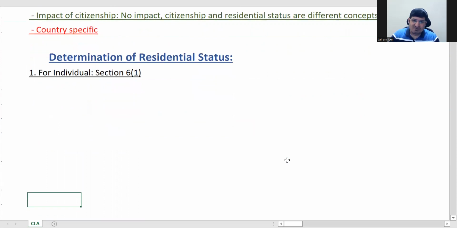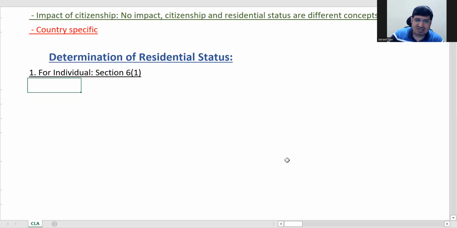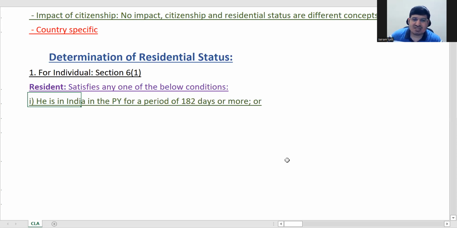Now determination of residential status, we're first starting with individual. How do you determine it? He has to satisfy any of the below conditions. If he satisfies any of the below conditions, he'll be a resident. So he's in India in the previous year for 182 days or more. Where from? How we got 182? If you do 365 upon 2, you'll get 182.5. It's basically roughly half a year we are talking about. So he's in India in the previous year for 182 days or more.